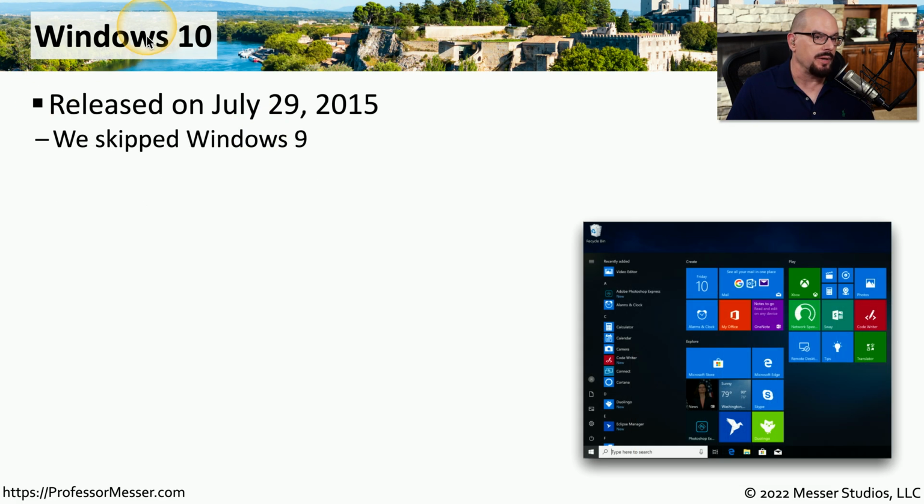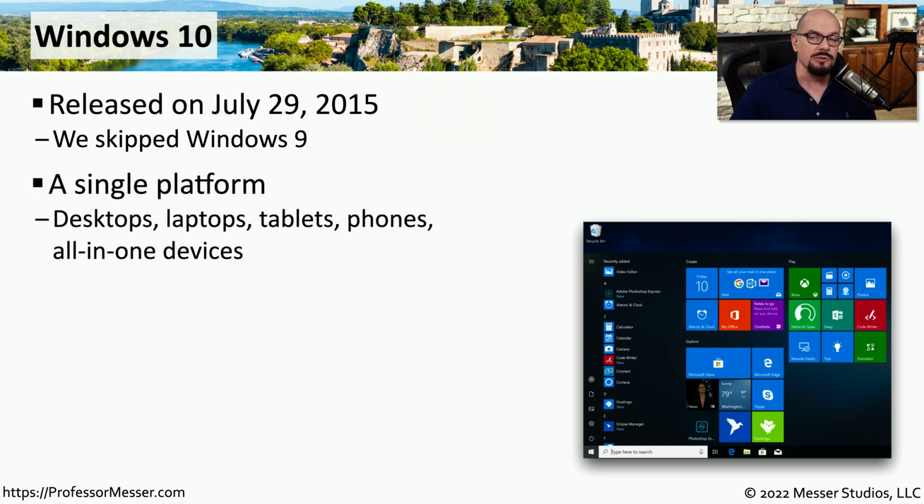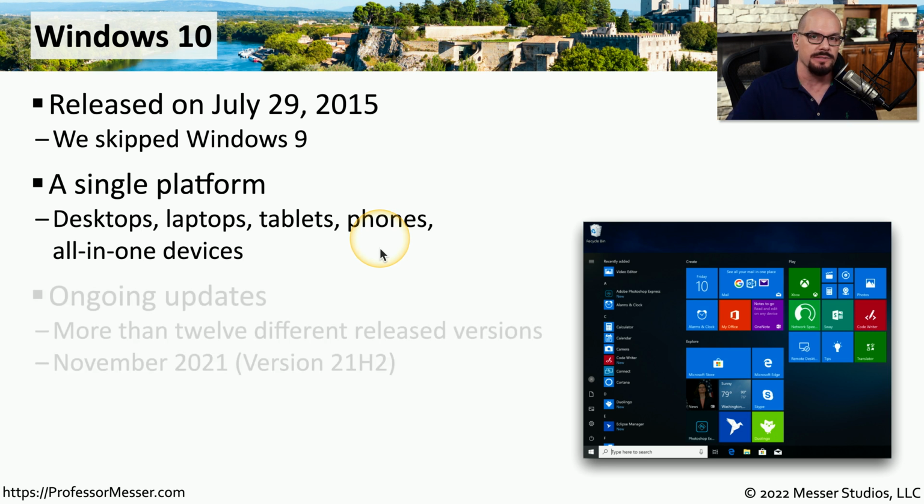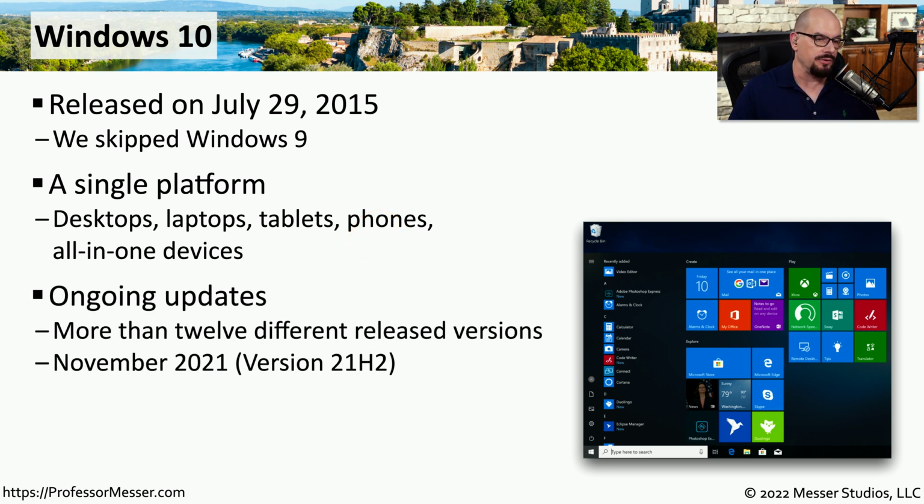The initial release of Windows 10 was in July of 2015, and there have been updates to Windows 10 through the years. For a number of different reasons, Microsoft decided not to release a Windows 9 and went directly to Windows 10. The goal with Windows 10 is to have one operating system that would run on multiple platforms. That means you could run Windows 10 on desktops, laptops, phones, all-in-one devices, and anything else that could run Windows. There have been many updates to Windows 10 through the years, and to date, there have been over 12 different versions of Windows 10 made available.